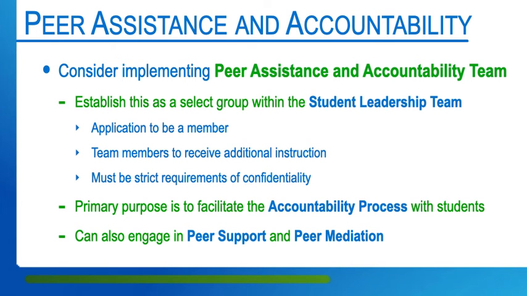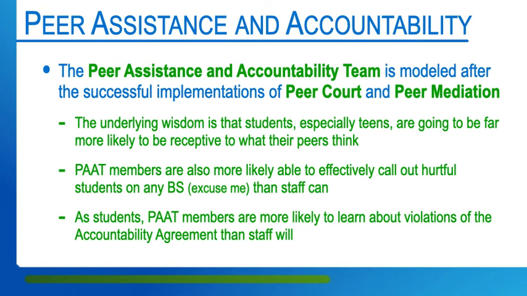In this last section, I'm going to set forth my recommendations for the establishment of a peer assistance and accountability team. Now, establish this as a select group of students within your student leadership team. There will need to be an application to be a member. The team members will be required to receive additional instruction, and there must be strict requirements of confidentiality. The primary purpose is to facilitate the accountability process with students, and they can also engage in providing peer support and peer mediation. The idea for the peer assistance and accountability team is modeled after the successful implementations of both peer courts and peer mediation processes.